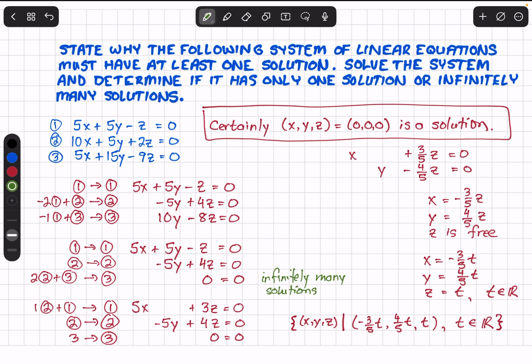I keep cleaning up by noticing that the second equation now plus the first equation will eliminate the presence of y in the first equation. So here, 1 times the second equation plus the first equation, that'll be the new first equation, is 5x plus 3z equals 0. Negative 5y plus 4z equals 0. I leave that as it was. And 0 equals 0. It's certainly an equation. I'm not going to use it to determine anything, but I know that that's unchanged.